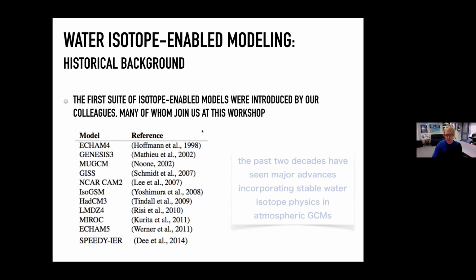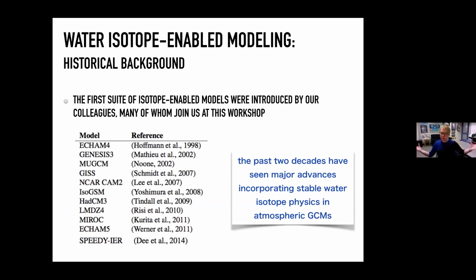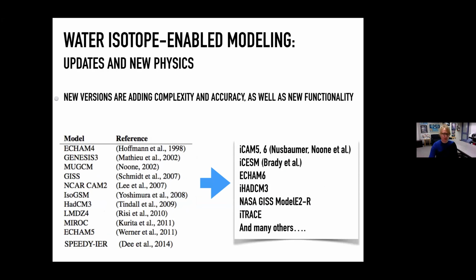Really the past two decades have seen major advances, but also expansions in incorporating stable water isotope physics into our atmospheric GCMs. A lot of the models we're running today are 10, 20 years old, updates of many of these models. These versions have been updated extensively. Every time we go through a new CMIP, the isotope-enabled model is not far behind, and our new versions are adding complexity and accuracy as well as new functionality and facilitating new scientific questions.